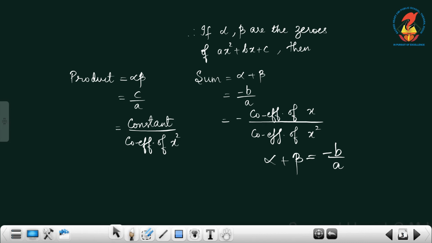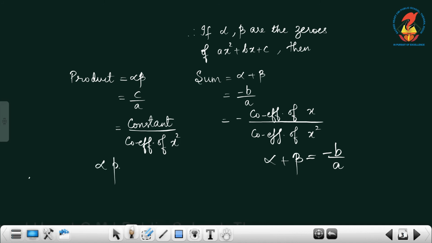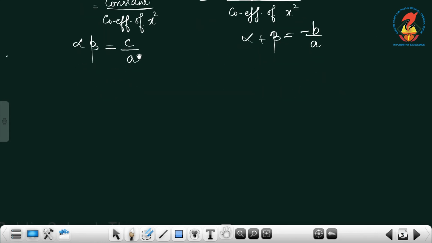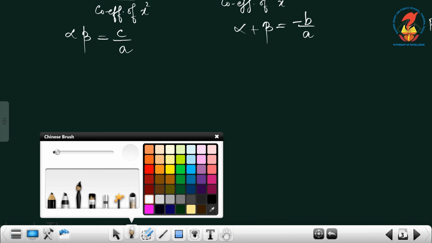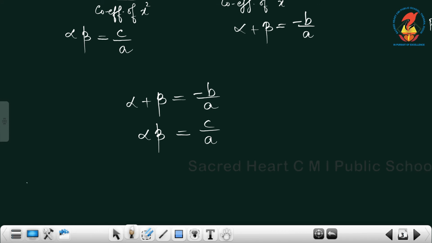Similarly, the product of the zeros, alpha into beta, is the same as c by a. c means the constant term, a means coefficient of x square. That means the product alpha beta is equal to c by a. So, this is the relationship that we are learning. What did we learn now? The sum of the zeros is the same as negative b by a, and the product of the zeros is the same as c by a. Okay?